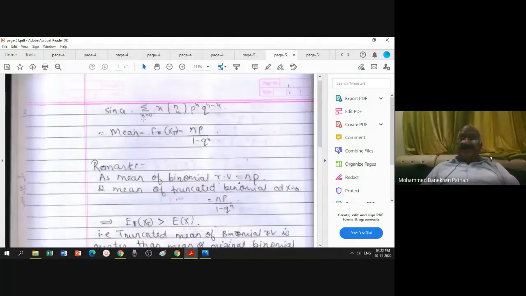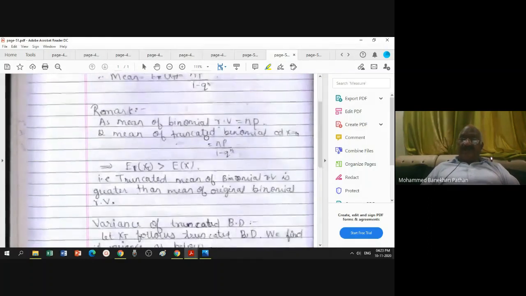Since the summation of x, nCx, p raised to x, q raised to n minus x is nothing but your binomial mean, therefore the mean, expected value of Xt, is np divided by (1 minus q) raised to n. A small change between your first year knowledge and second year knowledge: the mean of binomial is np, and the mean of truncated binomial is np divided by (1 minus q) raised to n.